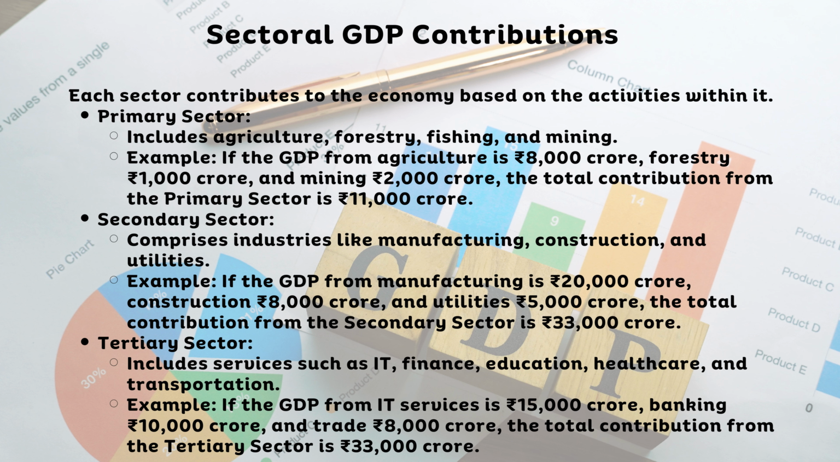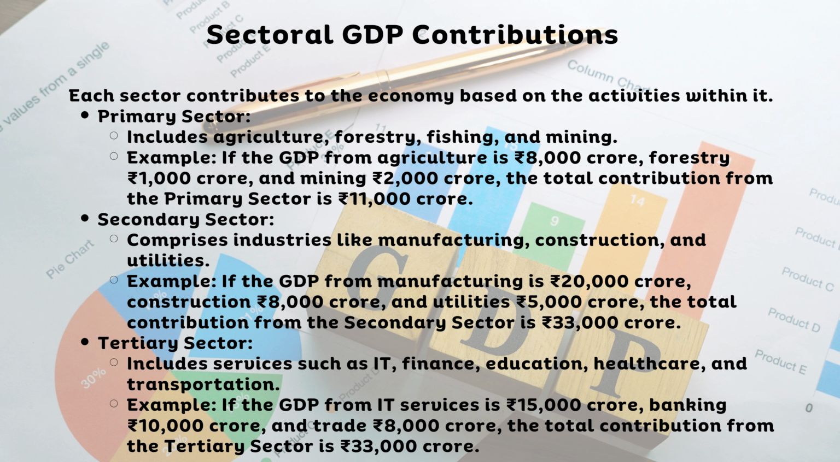Secondary sector comprises industries like manufacturing, construction, and utilities. Example: if the GDP from manufacturing is 20,000 crore rupees, construction 8,000 crore rupees, and utilities 5,000 crore rupees, the total contribution from the secondary sector is 33,000 crore rupees.